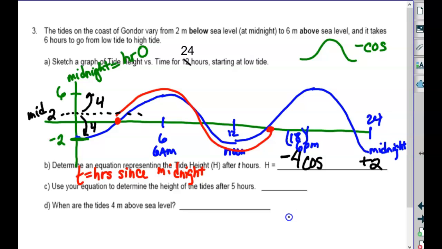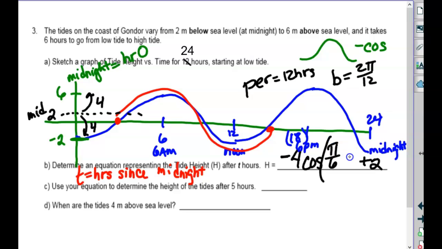Okay. What's the period? The period is 12 hours. So B is 2 pi over 12 or pi over 6. Do we need a phase shift? How are we going to figure out when the tides are 4 meters above sea level? This is the one I was worried about. How could we do that?